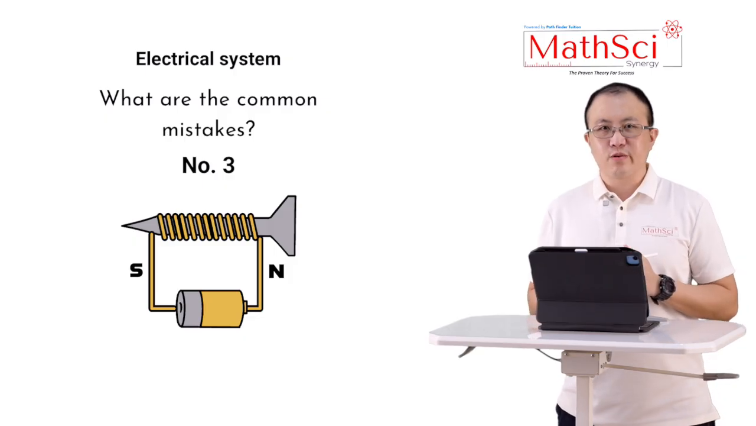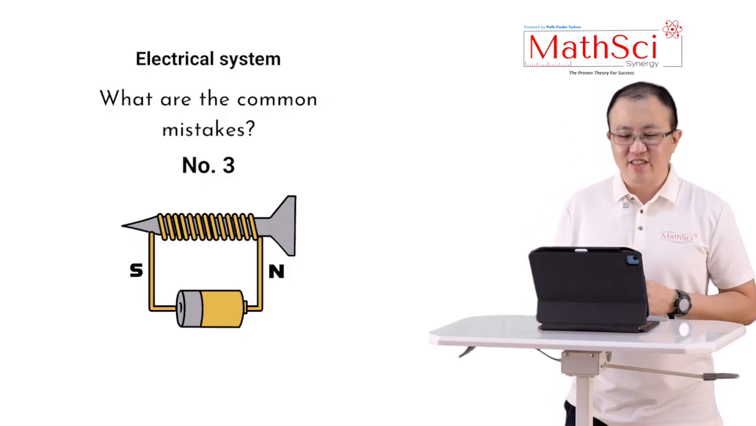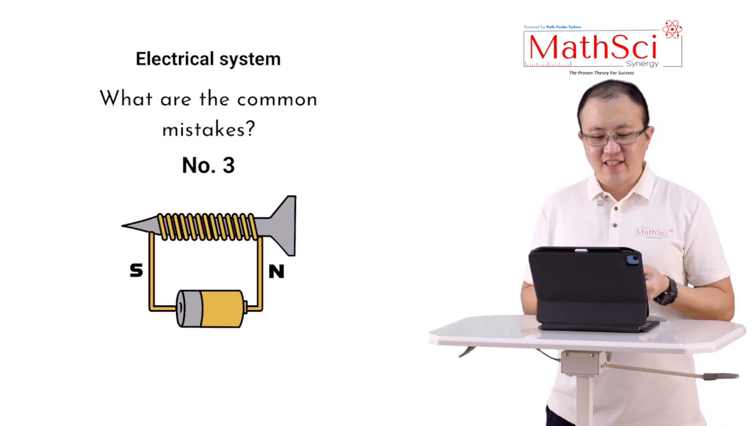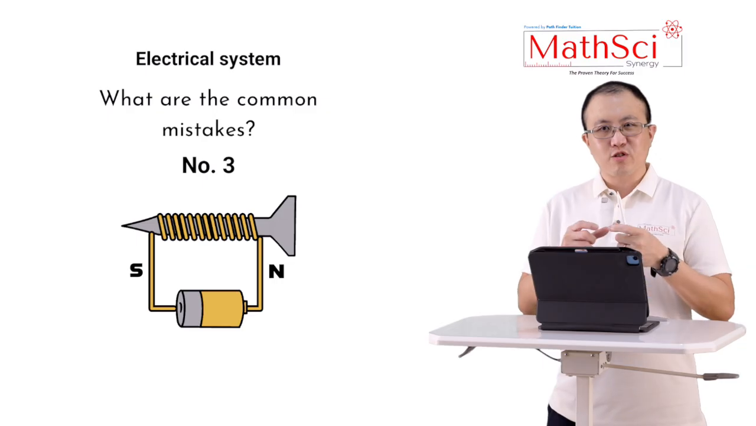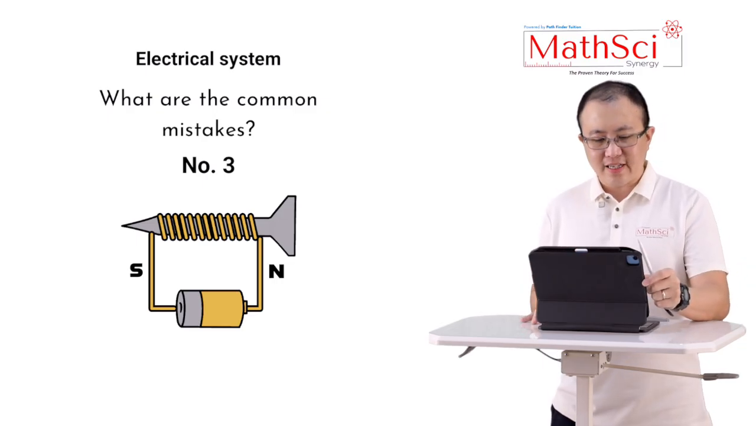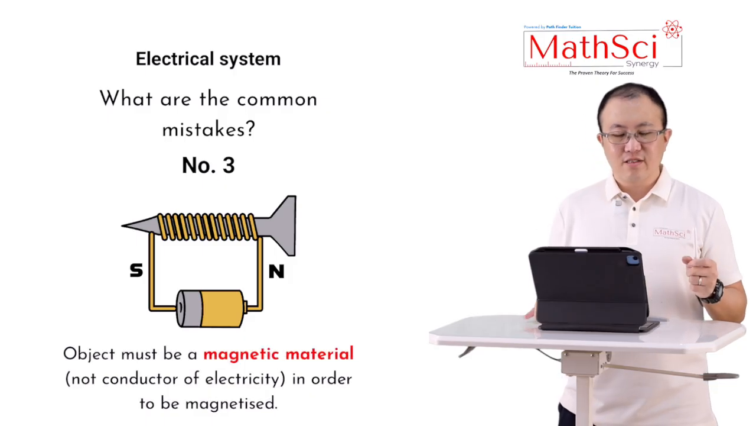Mistake number 3, which I recently saw in my students' scripts, is that electricity needs to pass through the iron nail in this electromagnet in order for it to work. But in actual fact, this is not true.